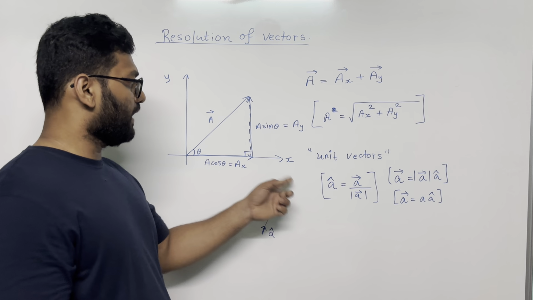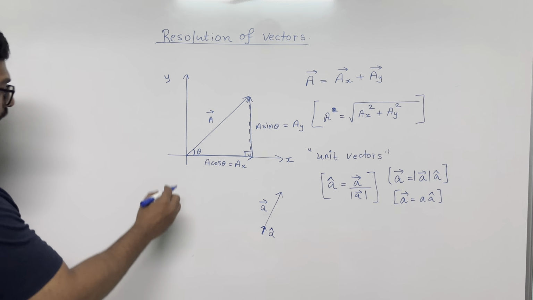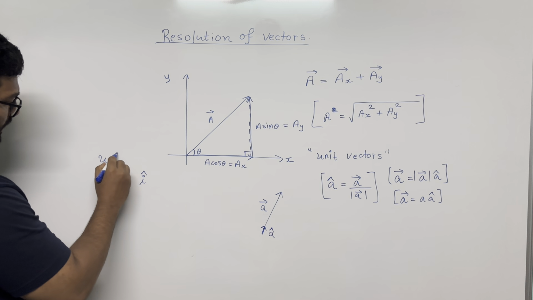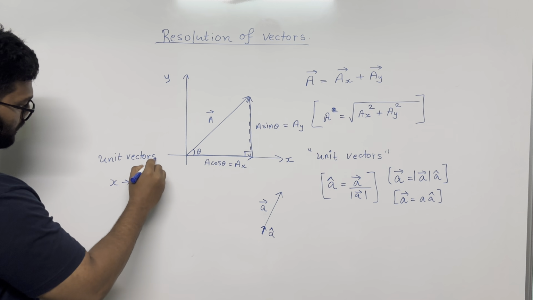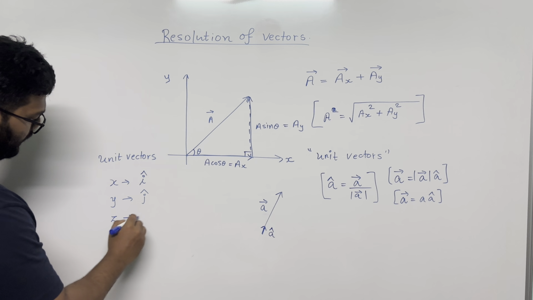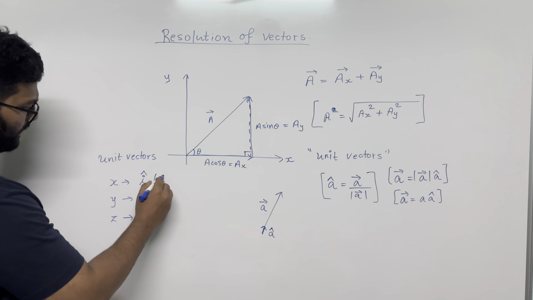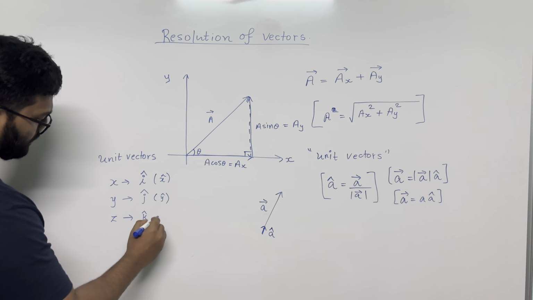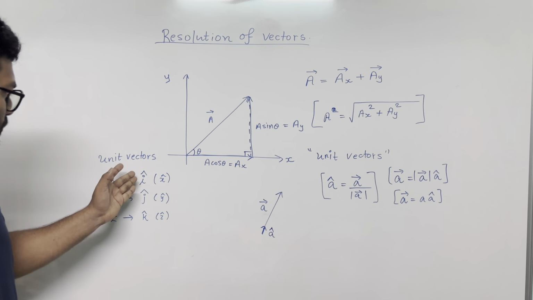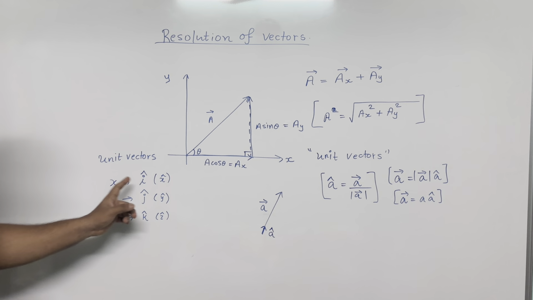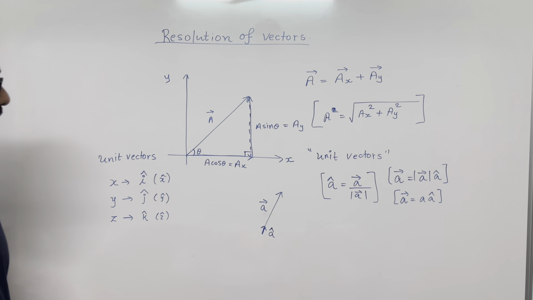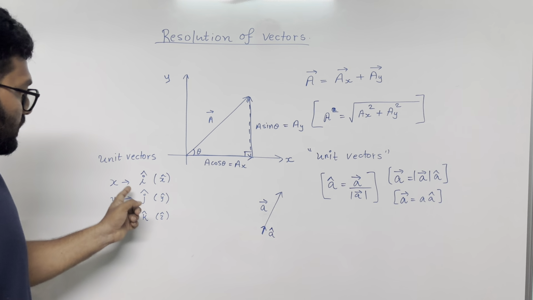Now the unit vectors along x direction and y direction are written as follows: along x direction we write the unit vector as i cap. Along y direction the unit vector is denoted by j cap. Along z it is k cap. Some textbooks use x cap, y cap, z cap also. It depends upon which textbook you are following, right? We will use mostly i cap, j cap and k cap. So i cap is along x direction, j cap is along y direction, k cap is along z direction. These are the unit vectors along x, y and z.